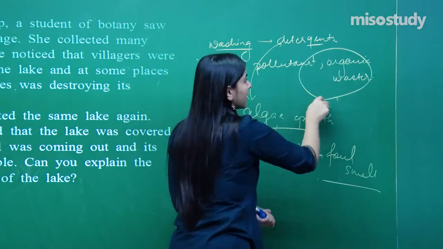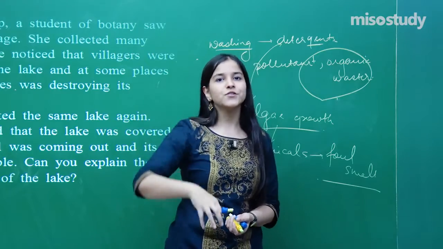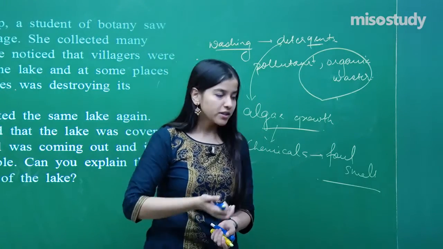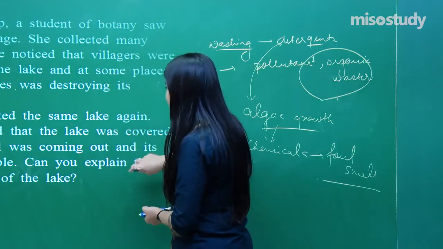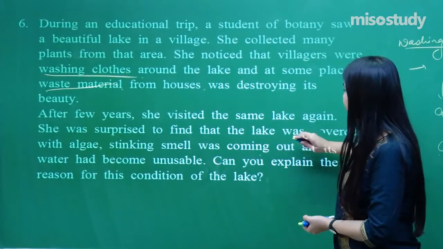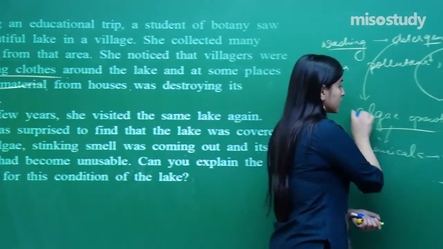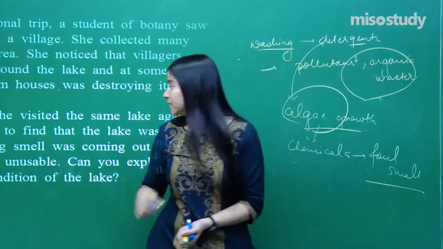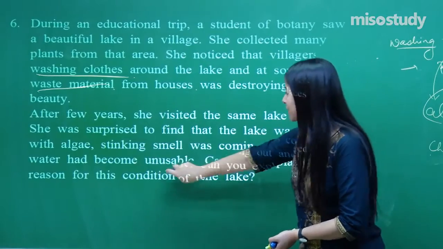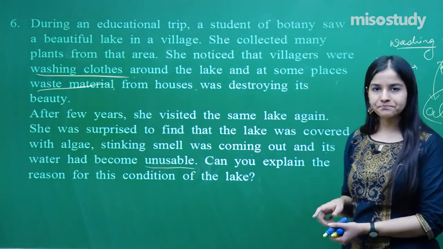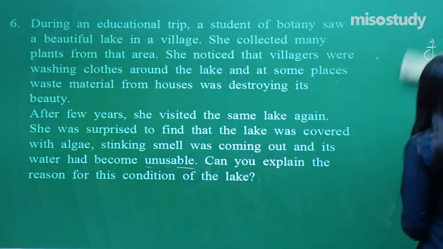And in fact, due to this organic waste in the water, biodegradation happens, but all the oxygen present in the water is consumed, leading to the death of aquatic life. Fine. And that is the only reason the water of the lake had become covered with algae and stinking, because these chemicals which the algae produces are foul smelling. And these chemicals are toxic to human beings, thereby making the water unusable for the purpose. Clear? Okay.